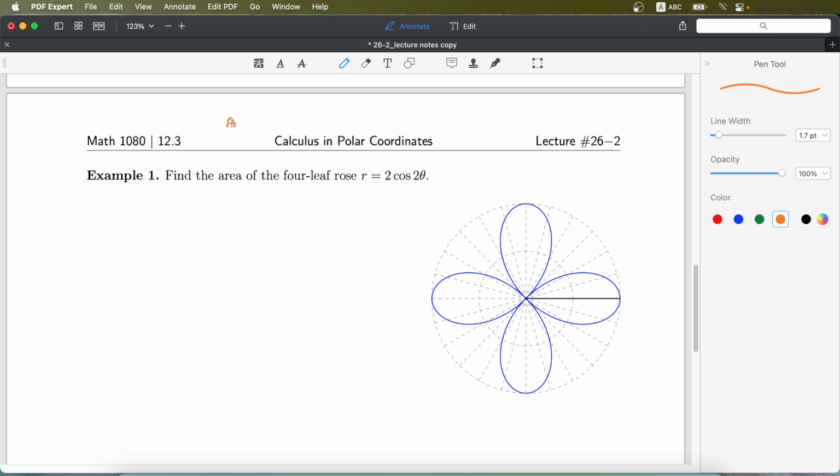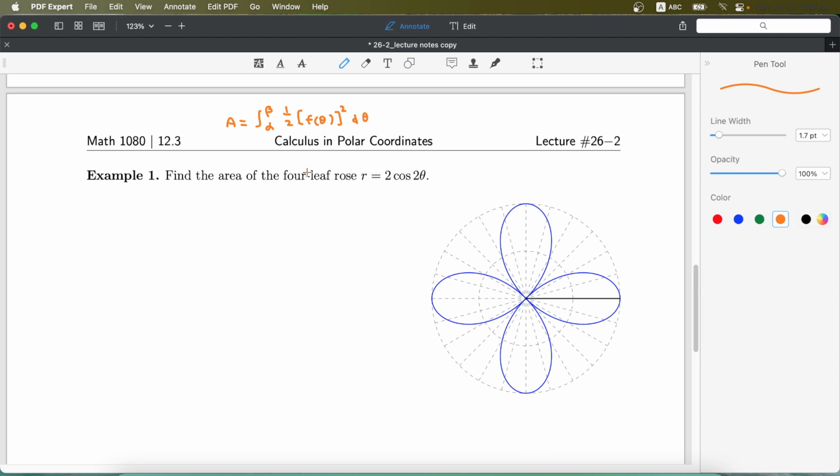Right here, by using our formula, let's make a quick review. The integral from alpha to beta of 1/2 r squared d theta. Okay, so right here, this is your radius r, and you will need to put 2 cosine 2 theta right here. Okay, 2 cosine 2 theta right here. So that means you will need to square cosine 2 theta.